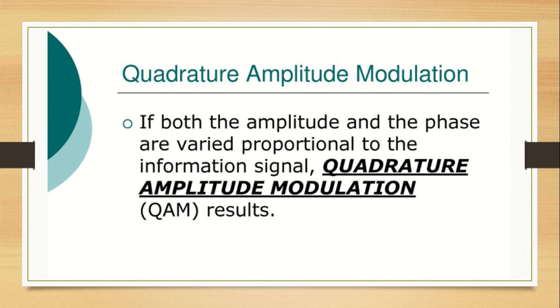Then quadrature amplitude modulation. This time we have both. If both the amplitude and the phase are varied proportional to the information signal, then we have what we call quadrature amplitude modulation. So this is the result of varying both the amplitude and the phase.